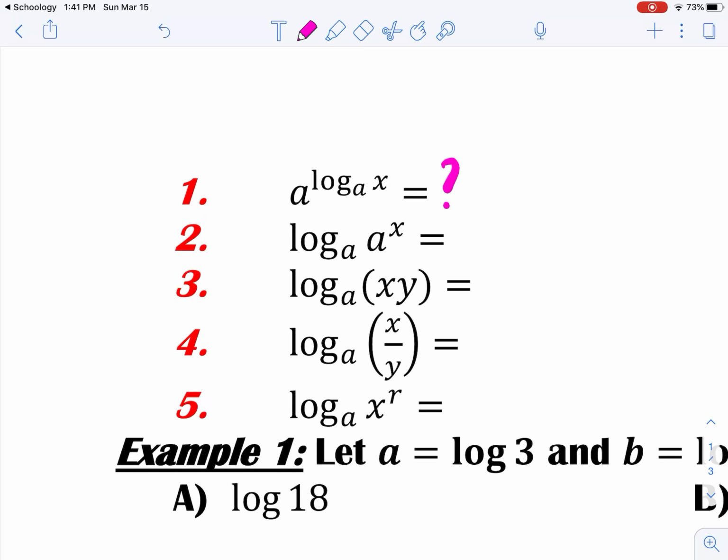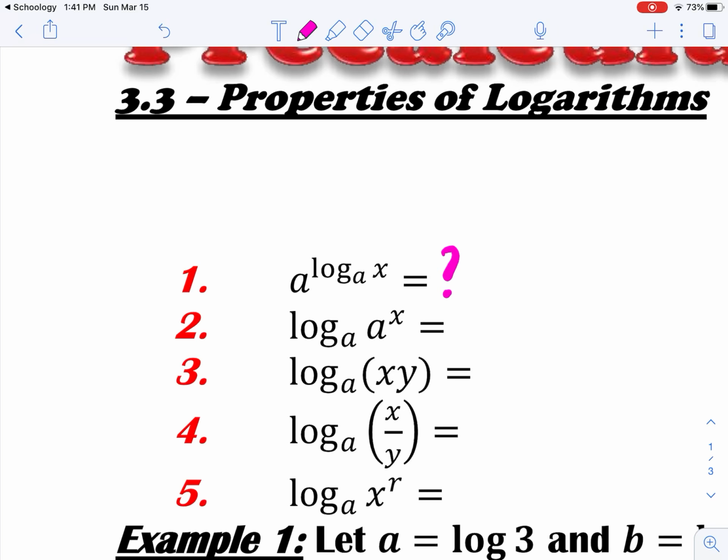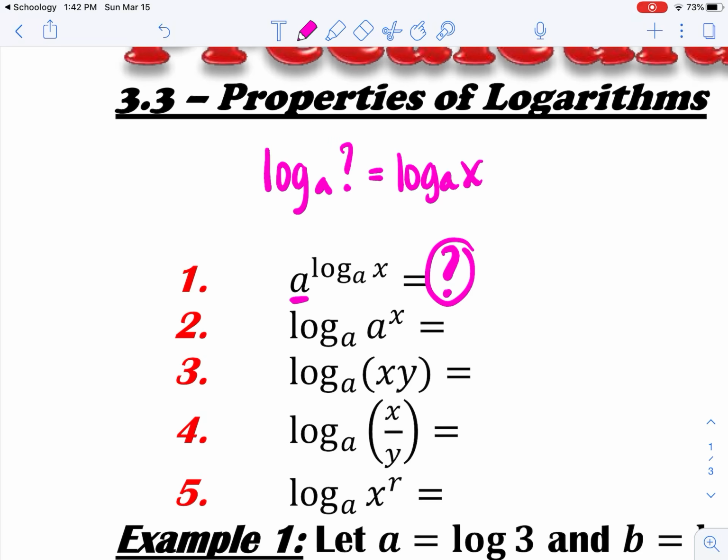Instead of giving you what this is right now, I'm going to say, I don't know how to solve this, so I'm going to rewrite it as a log to see if it helps me. If I rewrite this as a logarithm, my base is a, and the question mark is equal to my exponent, log base a of x. So what's the question mark? The question mark is x. So this simplifies to x.